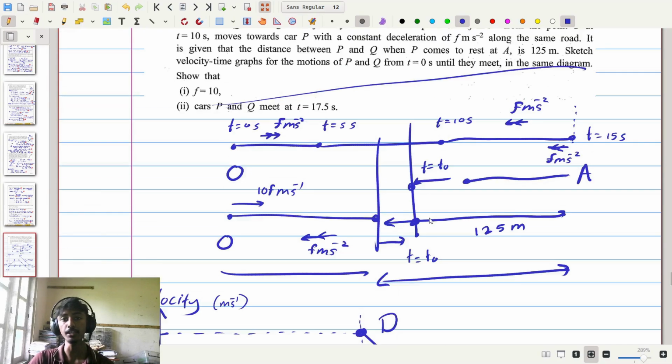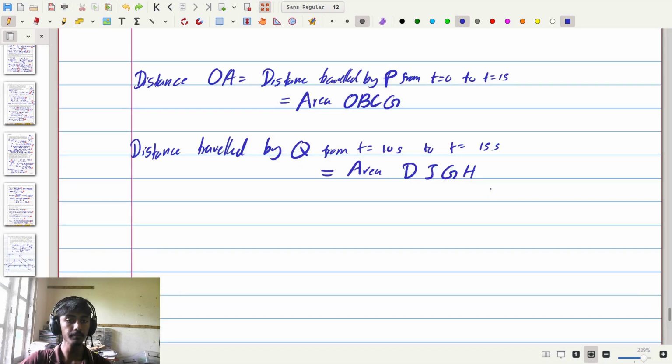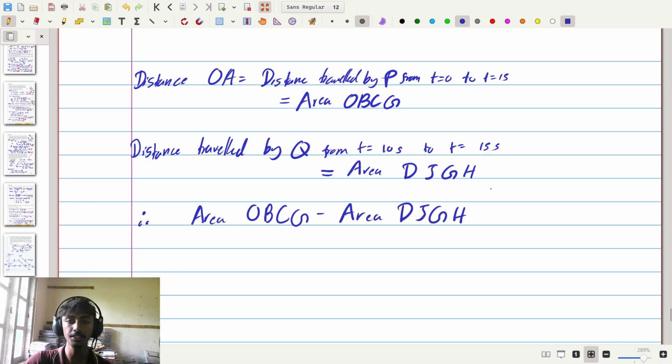is 125 meters. And therefore, the difference between the area under the graph of car P's motion from t equals 0 seconds to t equals 15 and the motion of car Q from t equals 10 to t equals 15 must be equal to 125. So therefore, the difference of these two areas is equal to 125. So we can say, therefore, area OBCG minus area DJGH is equal to 125. Now with this, all we have to do is to find the two areas, substitute them in, simplify, and then find the value of f.